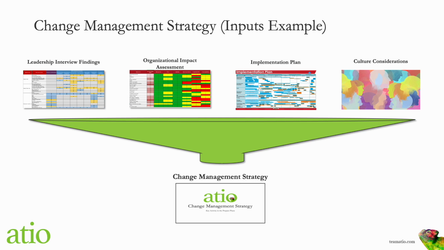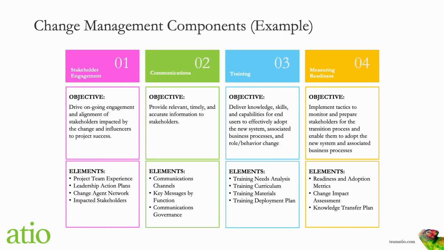Now we're going to look at some example slides from a change management strategy based on the outline we just discussed. So here's an inputs example where we're saying leadership interviews, there was an organizational impact assessment, an implementation plan, and cultural considerations. That information is what was used to create the change management strategy. We didn't put in an example of the summary findings that we had in the outline because they will be very specific to the information you have created for your project.